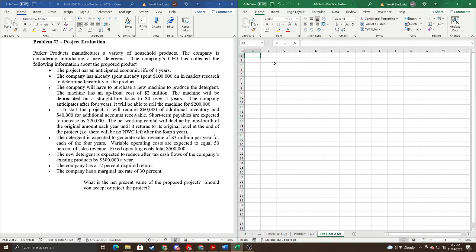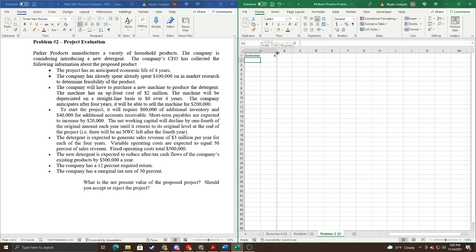We might create some more things as I learn more, just going over concepts, but this is practice problem 2, project evaluation. Parker Products manufactures a variety of household products, and the company is considering a new detergent. The company CFO has collected the following financial information about the product. The project has an anticipated economic life of 4 years.